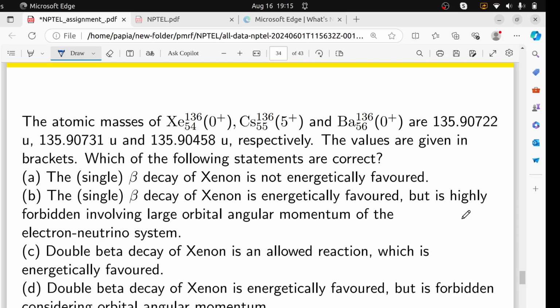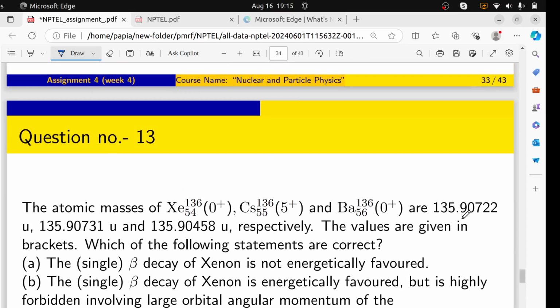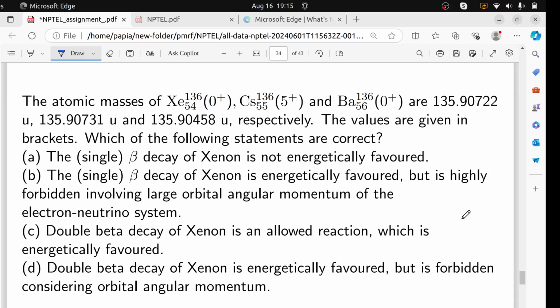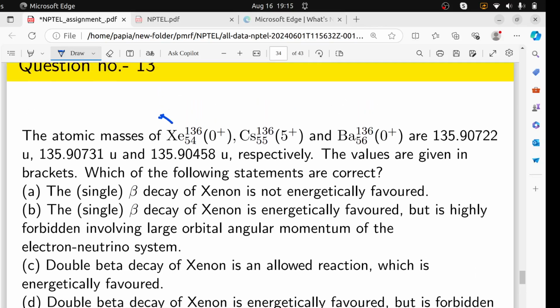So now maybe we can have this question. This question is question number 13. Now see the question. The atomic masses of xenon 54, 136, 0 plus. This whole notation, what does this mean? Obviously till now you understand what this means. This means Z will be 54, A will be 136, I^P will be 0 plus. So this is the notation for xenon in this case.